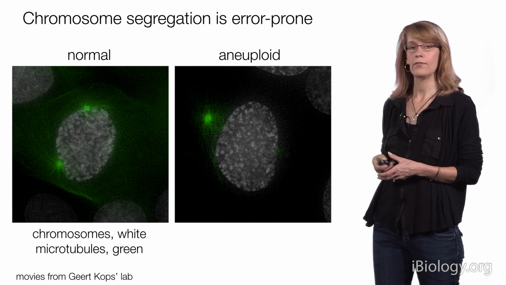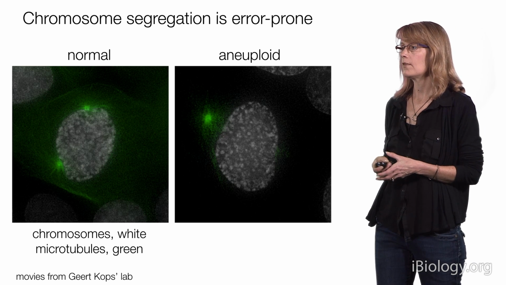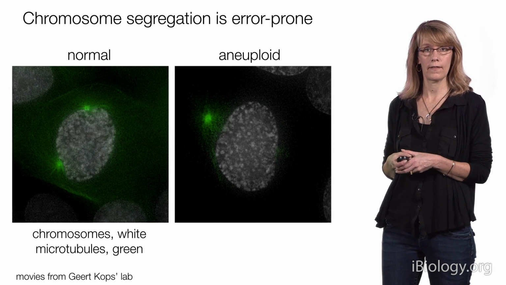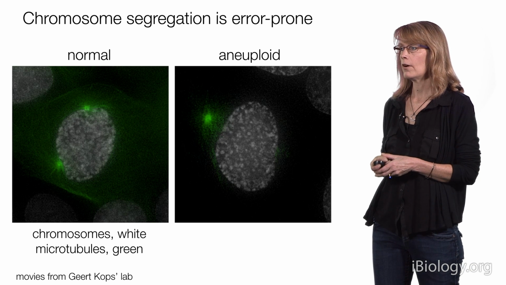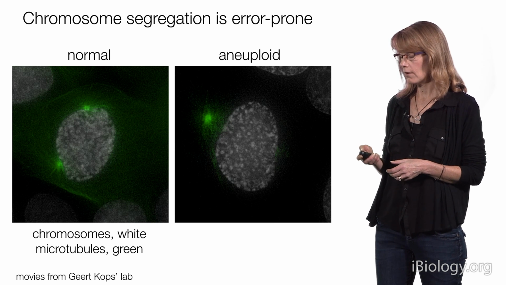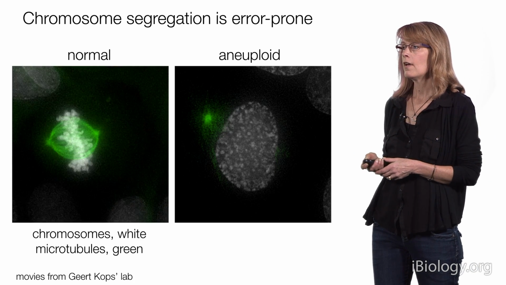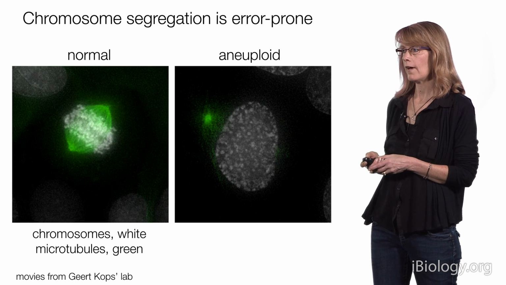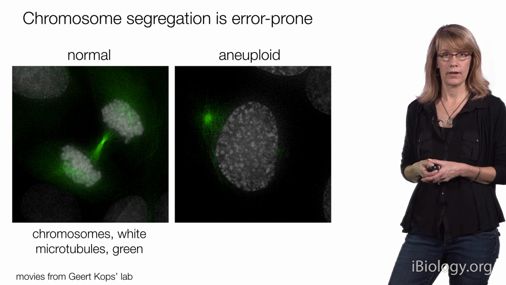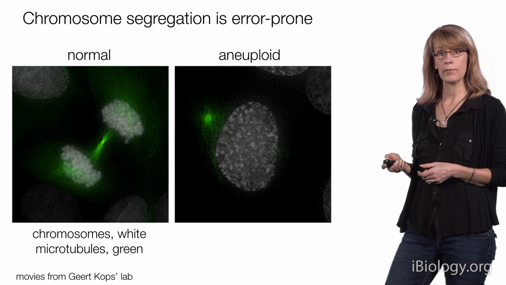I'm going to show you two movies from Geert Kops's lab, where he visualizes mitosis. What their lab did was they expressed a fluorescent fusion to a histone so that they could visualize the chromosomes, and then they marked the microtubules with a fluorescently tagged component of the microtubules. So I'm going to start the movie, and what you're watching here are the microtubules forming a spindle, and those microtubules are capturing the chromosomes, aligning them, and pulling them to opposite poles. Now, this is a really dynamic and complicated process, and it turns out it's also very error-prone. I'm going to show you an example of that in the next movie.